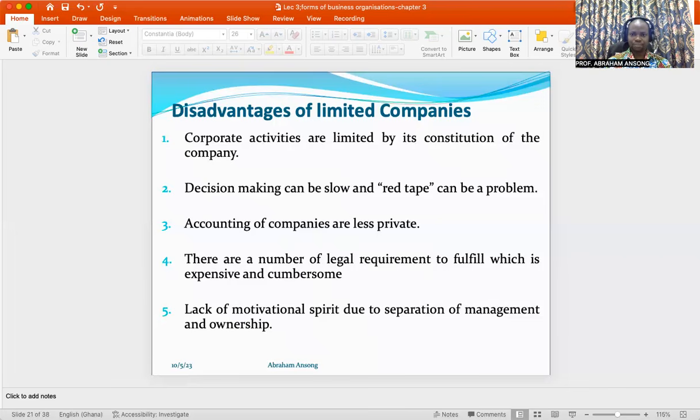And that, explained within the context of a disadvantage, means that you won't be able to get some things done as quickly as management may want, compared with, say, a sole proprietorship.